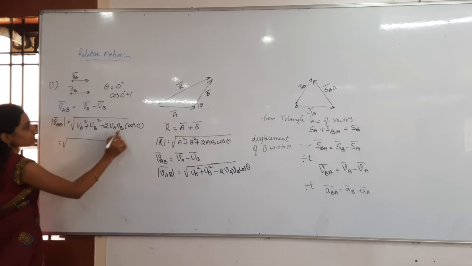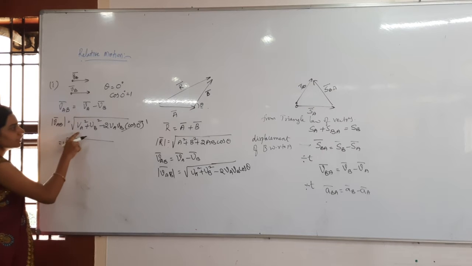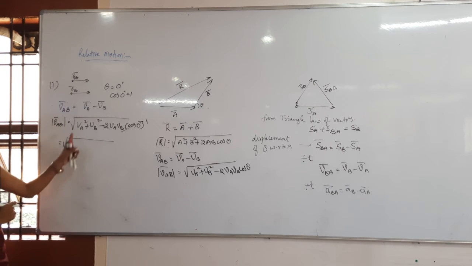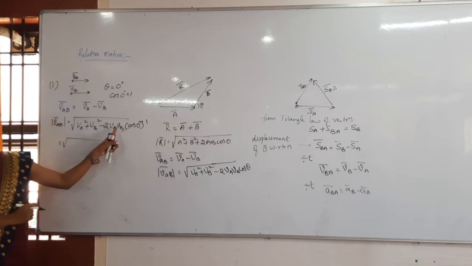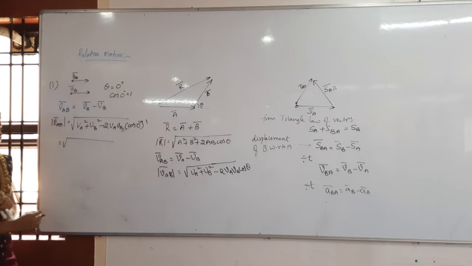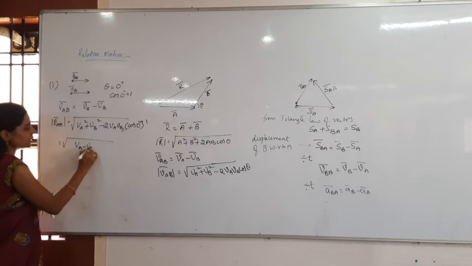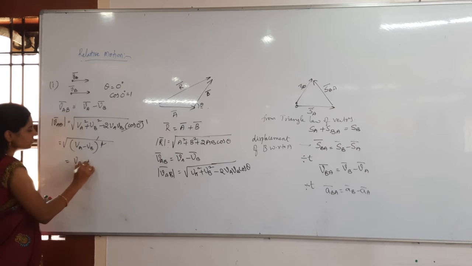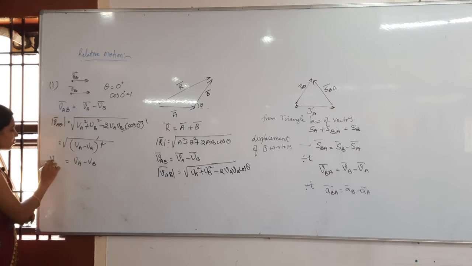Then what is the formula finally? With cos theta as 1, this will be VA square plus VB square minus 2 VA VB. Which form is that? VA minus VB whole square. The square and the root get cancelled, so we simply get VA minus VB. This is the modulus, so you should not put the bar here. We are finding the magnitudes here.